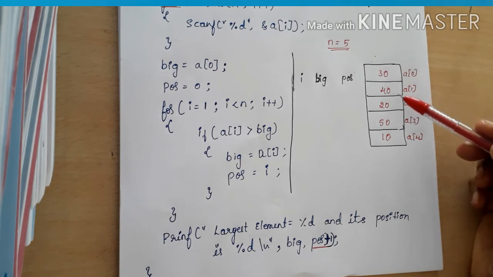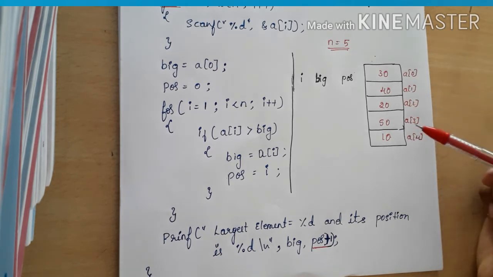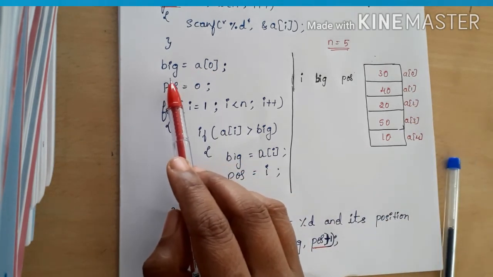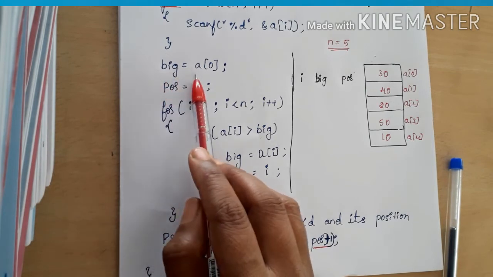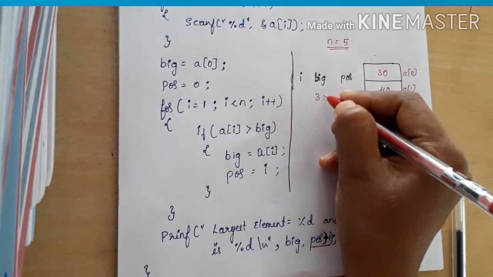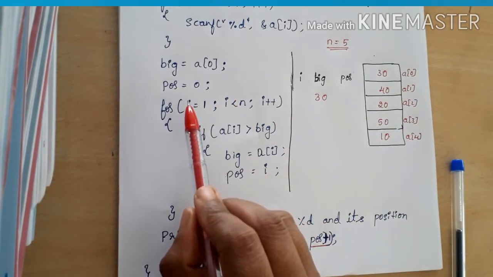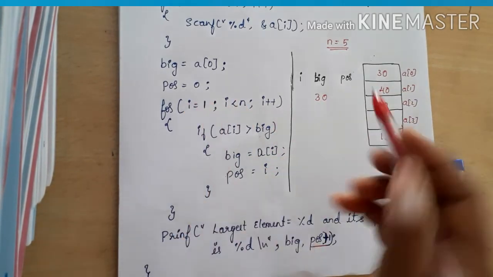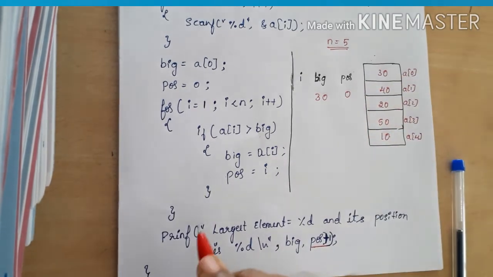Then input n elements to the array A. The next instruction is big is equal to u of 0. U of 0 value is 30, so 30 is copied to big. Next instruction, position is equal to 0. 0 is copied to the variable position.